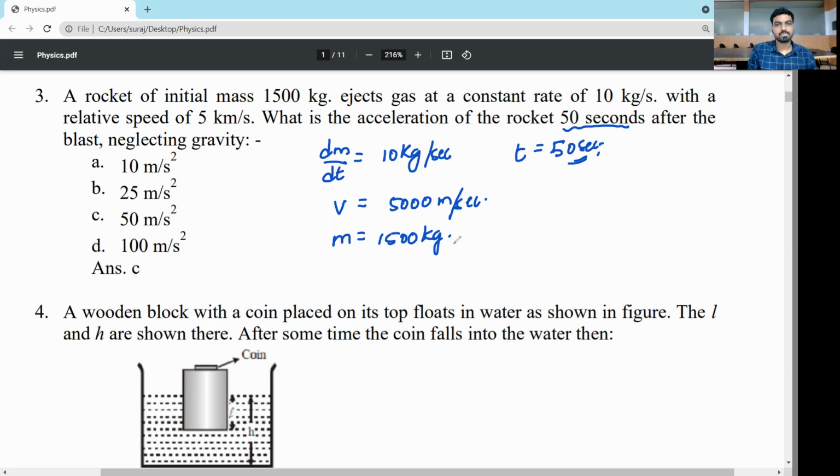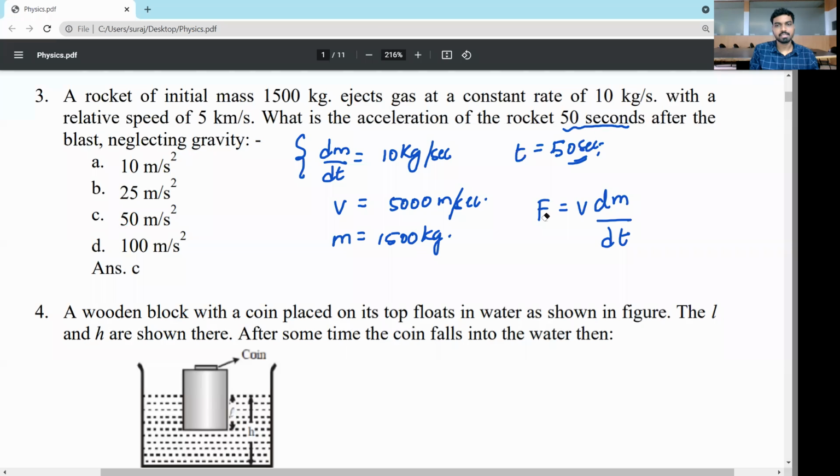So 50 seconds after the blast, what will be the mass? The rate of mass is given as 10 kg per second. So in 50 seconds, around 50 kg mass will decrease. In that case, you need to write force equal to V into dm by dt.